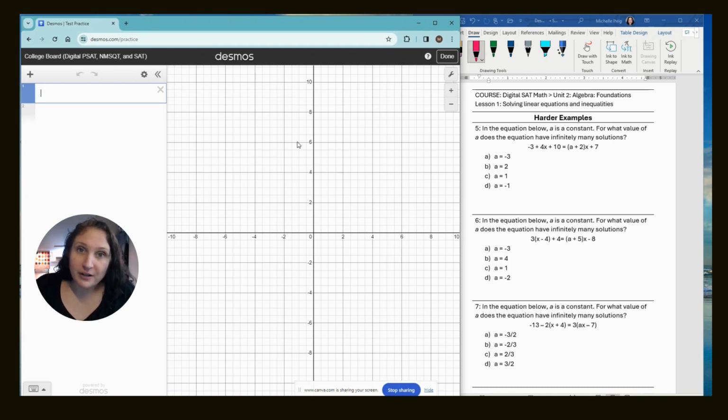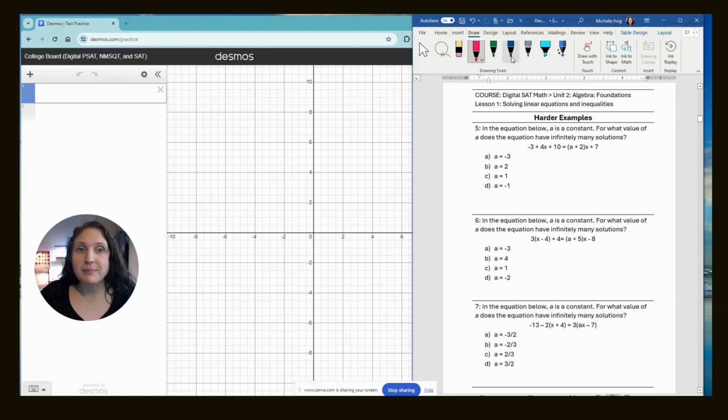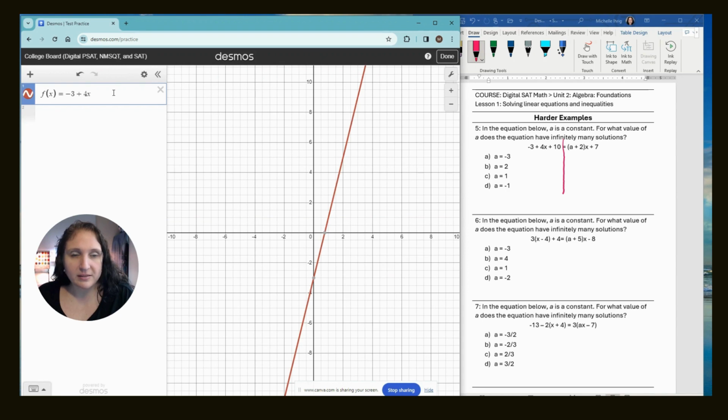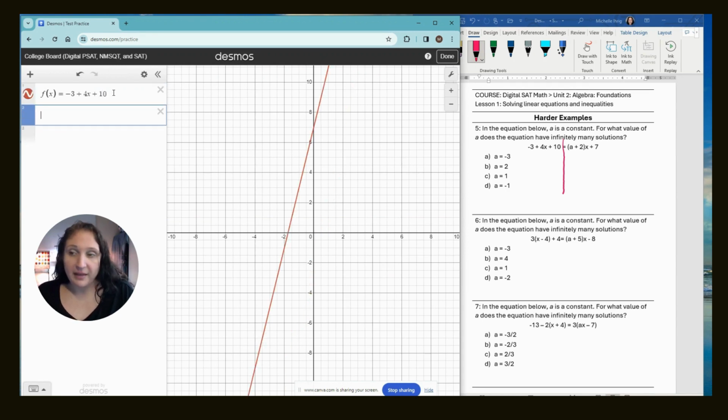Okay, in the previous video for the easier one, we talked about just type it in. But in this case, because we're comparing, we're going to type in two equations. I like my students to type in f of x and g of x because it allows us to compare a lot more easily, and I just want you to get in the habit of it now. So I'm going to put f of x equals -3 plus 4x plus 10. And then on the next line, I'm going to write g of x, and then I'm literally going to write the a plus 2, and then the x plus 7.